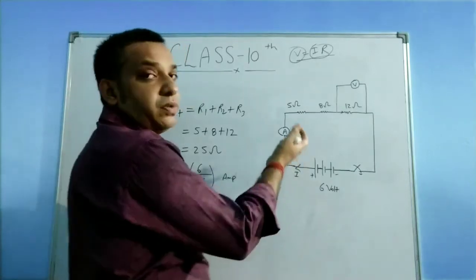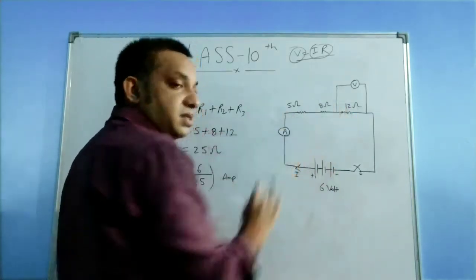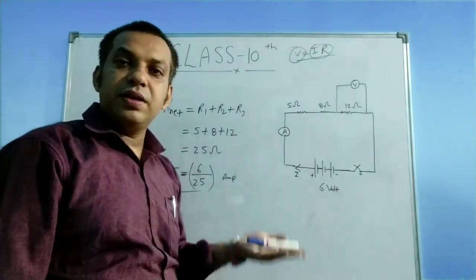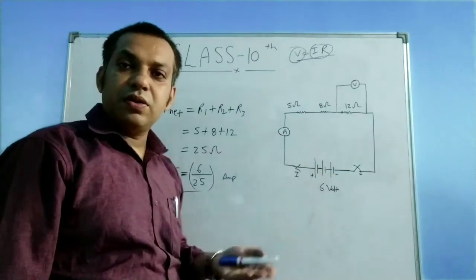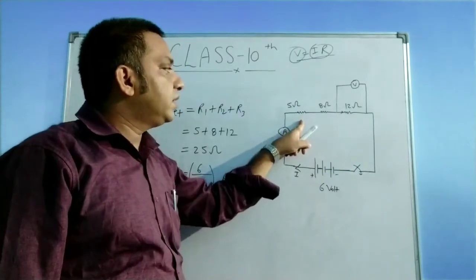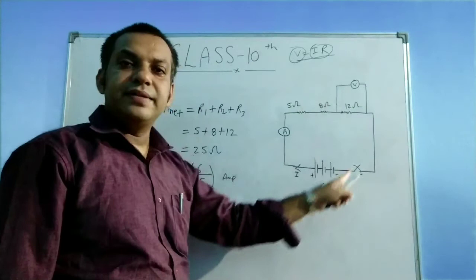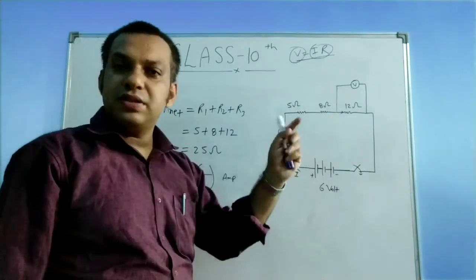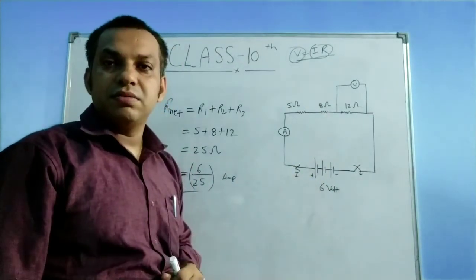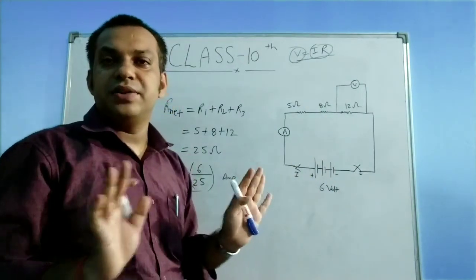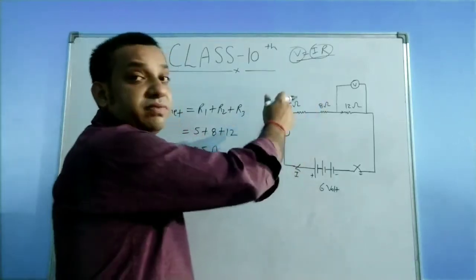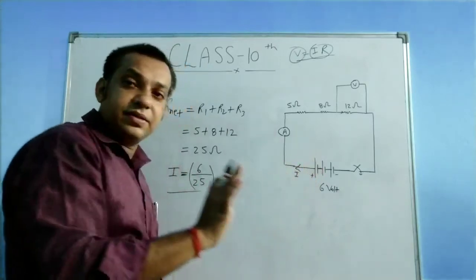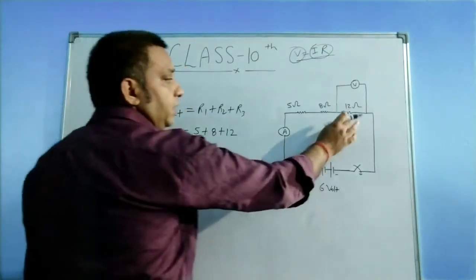Do we know the value of the current flowing through this 12 ohm resistor? Yes, because in series combination the current flowing is the same in all resistors. Here, because we have a single wire, in the single wire 5 ohm, 8 ohm, 12 ohm, the same current will flow. That is why these three resistors are in series combination. Single wire, single current. It is not possible that this section has a different current and this section of the wire has a different current. It's not possible. Right? Single wire, single current.